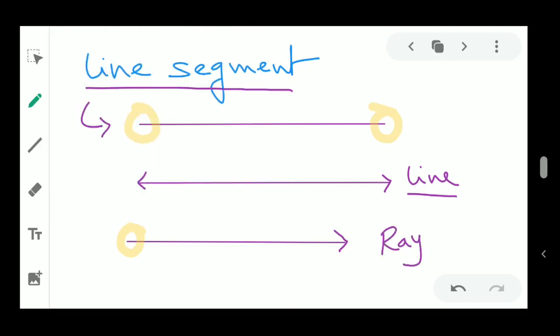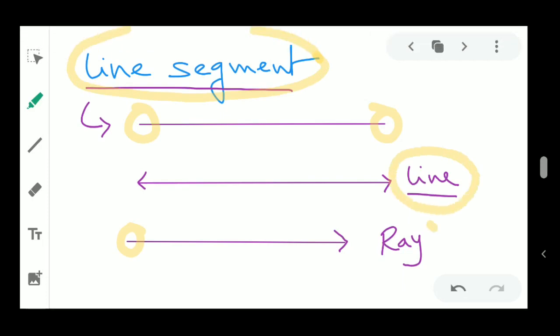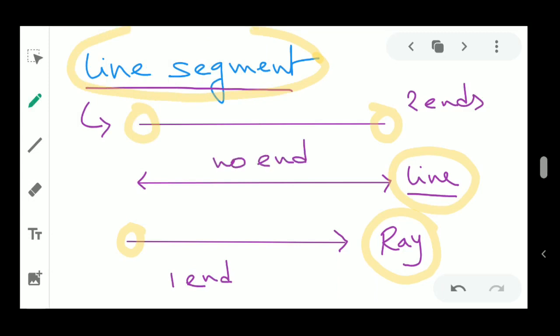So we have three things: one is called a line segment, one is called a line, one is called a ray. So what is a ray? A ray has one end. A line segment has two ends. A line has no end. I'm just writing it here: it has two ends, it has one end, and it has no end. So this is my line.